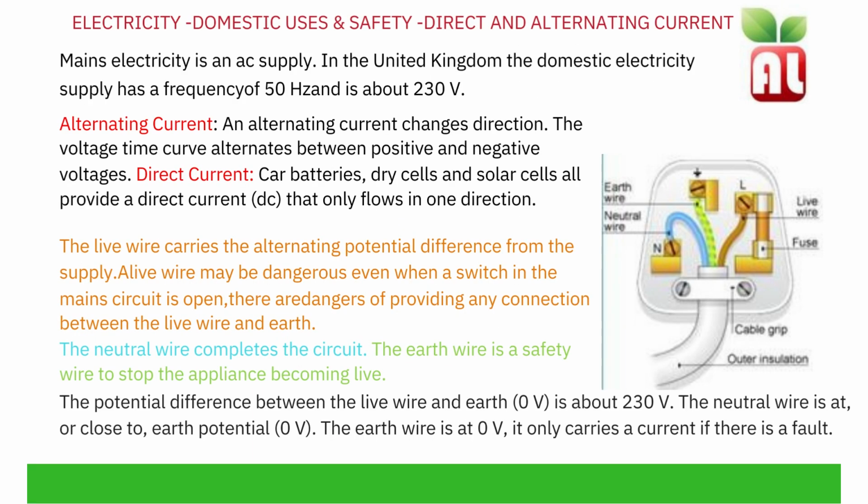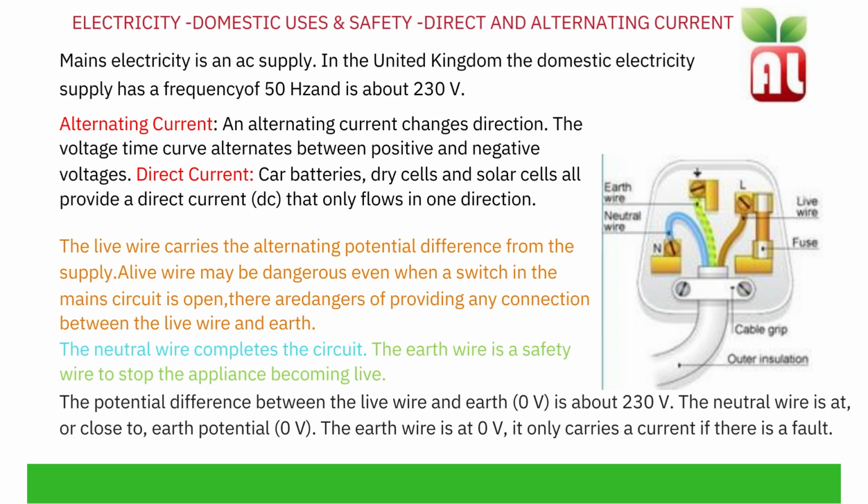Domestic uses of electricity and safety. Mains electricity is an AC supply. Mains electricity is the electricity into our homes. AC refers to an alternating current. In the United Kingdom, the domestic electricity supply has a frequency of 50 Hz and is approximately 230 volts.